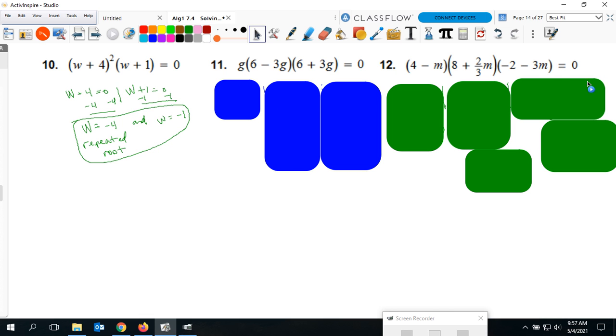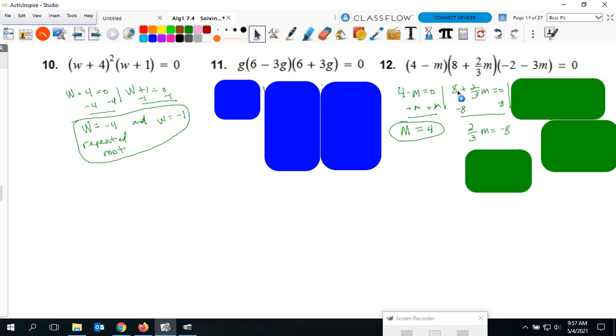So each factor here is going to get set equal to 0 separately. So 4 minus m equals 0. And this one I might want to add m to both sides. So m is just equal to positive 4. For this one, 8 plus 2/3 m is equal to 0. And so as I do this one, I might want to subtract 8 first to get the 2/3 m by itself. And then what you need to do to get rid of the 2/3, you could multiply by the denominator, multiply by 3, then divide by 2, or you could multiply by the reciprocal of this fraction. That would do it in one step. If I multiply by 3 over 2 to both sides, that will undo this 2/3, leaving me with m on the left, and then negative 8 times 3 over 2.